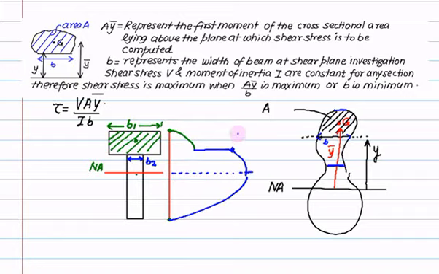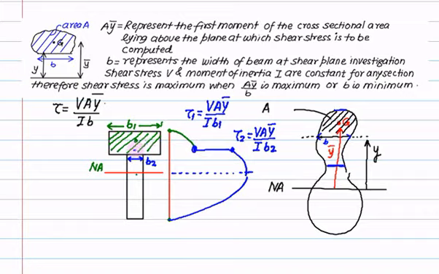The value at this point will be tau2 equals V multiplied by A multiplied by y bar, no change for y bar, divided by I multiplied by b2. Whereas the value for this one, tau1, equals V multiplied by A multiplied by y bar divided by I multiplied by b1. So there is a slight difference in the two calculations. And since b1 is more than b2, tau1 will be less than tau2. But this difference takes place just over a very small gap, so it almost remains a horizontal line.